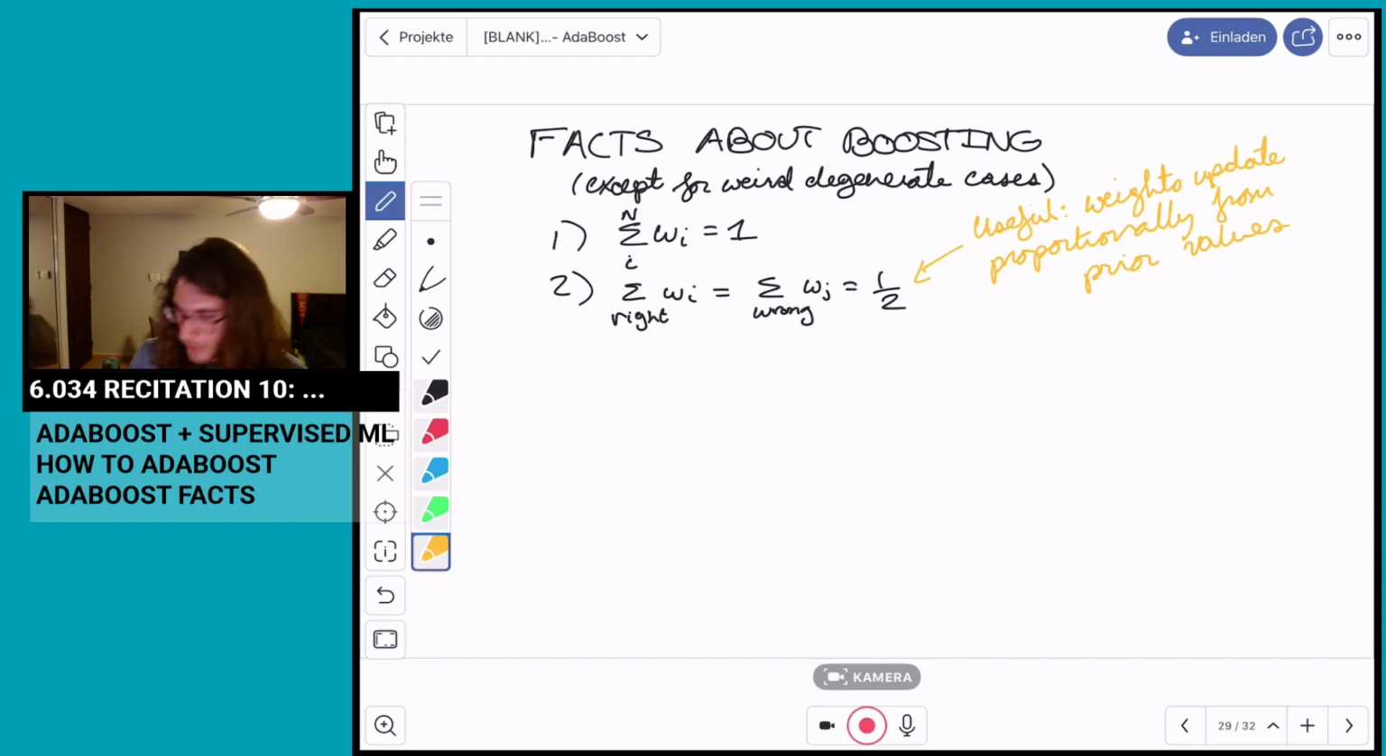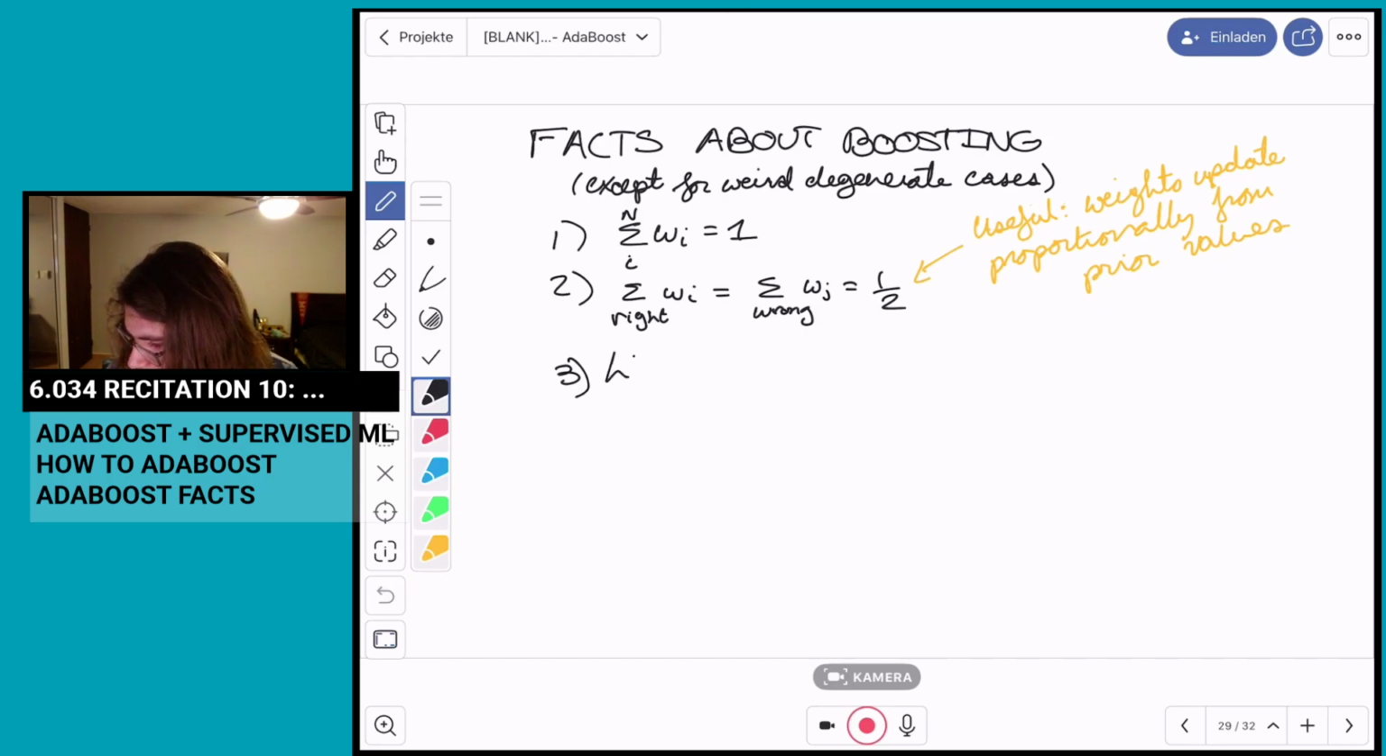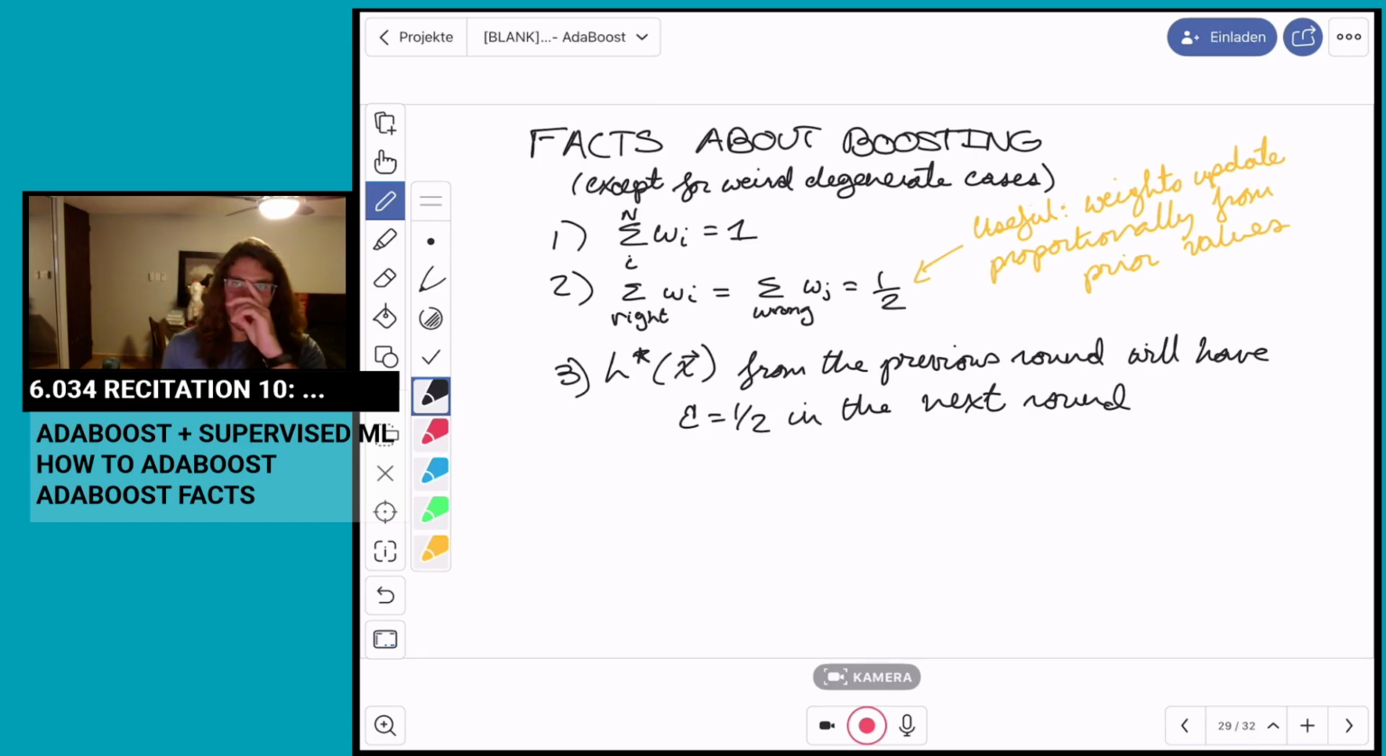Okay, so the third fact is that the best classifier, h of x, from the previous round will have an error rate of 1/2 in the next round. And I also pointed that out explicitly in the example where I said, okay, this was the best classifier. Notice the error rate in the next round, it's 1/2. I won't repeat it senselessly now that you've seen it.